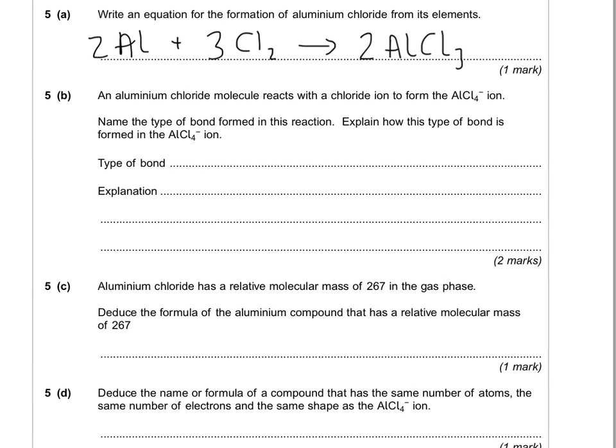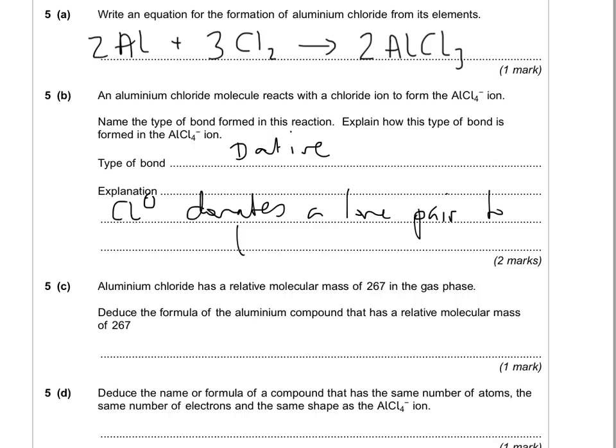An aluminium chloride molecule reacts with the chloride ion to form AlCl4- ion. Name the type of bond formed and explain how this type of bond is formed. So it's a dative bond, and any group 3 element is going to have a space where a lone pair can be donated into to form this dative bond. So it's the Cl- here that's donating the lone pair, the chloride ion. So you can say the Cl- donates a lone pair to the AlCl3 if you want, or just the Al. But you've got to say what's donating it, say it donates it, and then what it's donating it to. But make sure you say it's donating a lone pair, not just it donates electrons.